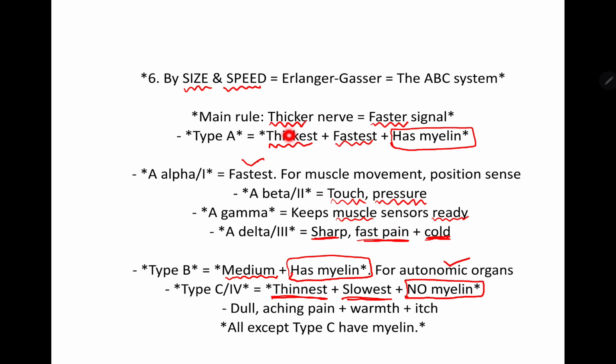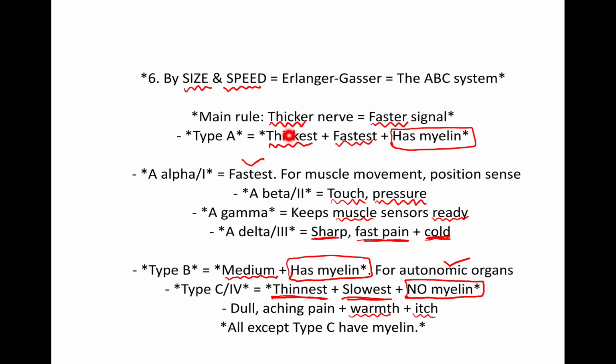Can you now observe that since it does not contain myelin, it is the cause of it being the slowest and thinnest. Okay? It can sense the dull aching pain and warmth and itch. It is because it is thinnest that the signal also travels very slow. So only the dull aching pain can be sensed, warmth can be sensed, the itch can be sensed. These are the sensations which can be sensed by type C.